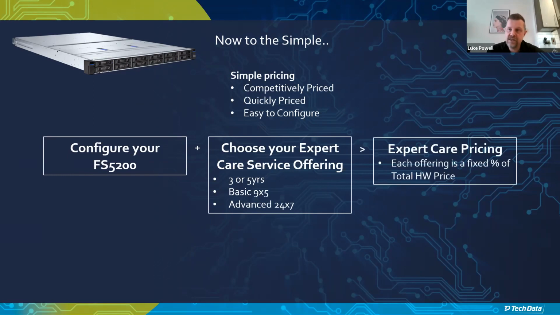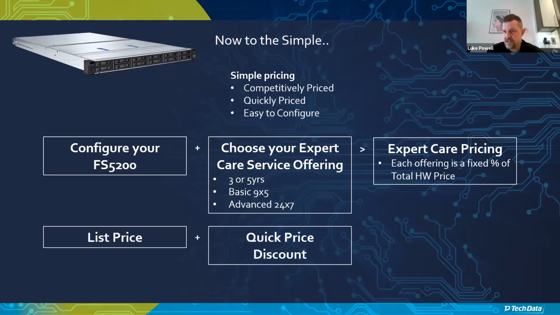And for ease of understanding, the expert care maintenance packages are a fixed percentage of the total hardware price, right? So when you're trying to work out where this number comes from, it's pretty simple. The list price, taking away the quick price discount, that's a fixed discount that IBM publishes every year, plus your deal registration.